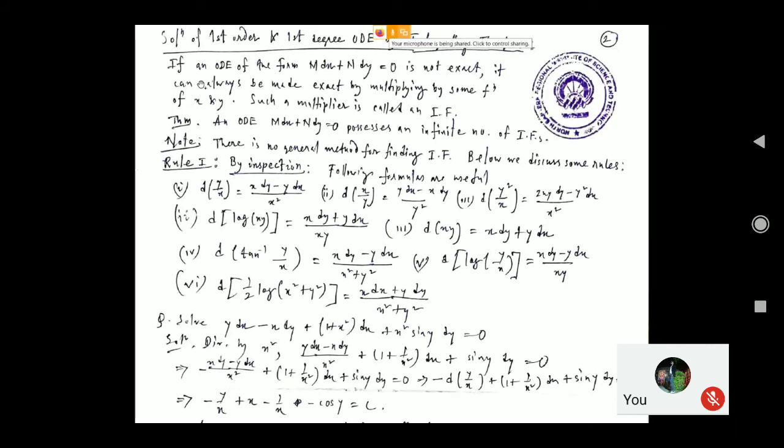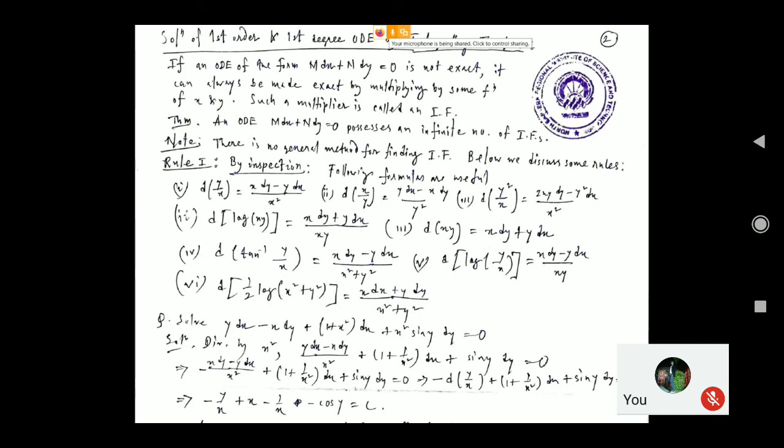So next, what happens if the differential equation is not exact? Very often you will see the given differential equation is not exact. Then we have to go for some other methods. If an ordinary differential equation of the form M dx plus N dy equal to 0 is not exact, it can always be made exact by multiplying by some function of x and y. Such a multiplier is called an integrating factor.